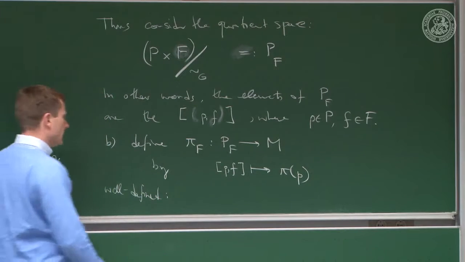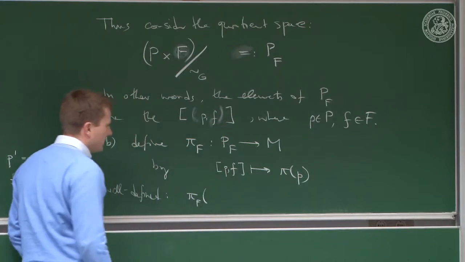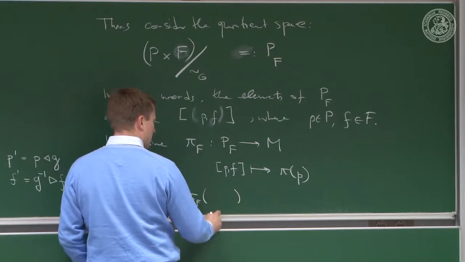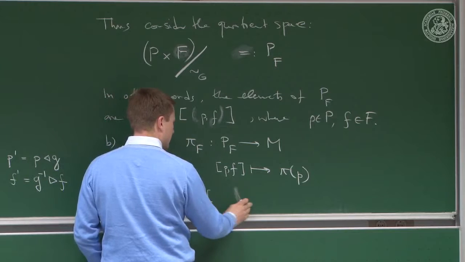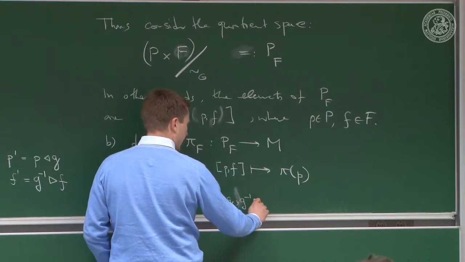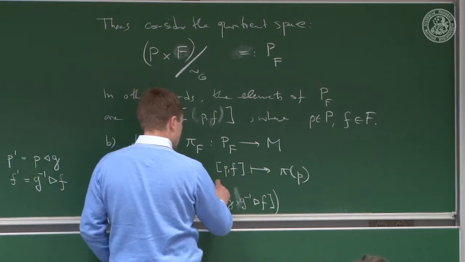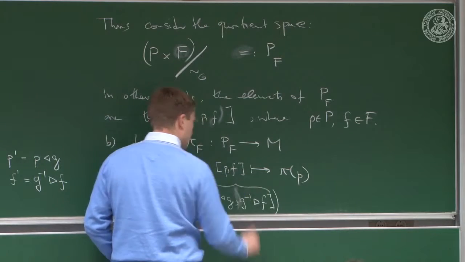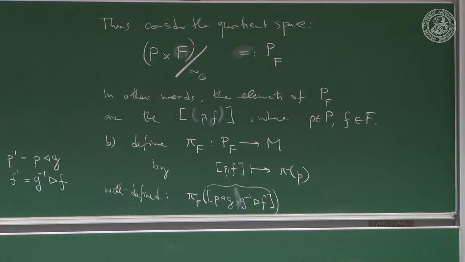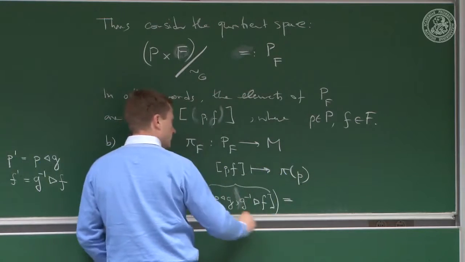So this is well-defined since, okay, what do we need to check? We need to check that if we take any other representative instead of [p, f] and apply the map pi_F to it. So what is any other representative? Any other representative would have the form p acted upon from the right by some g, and g inverse acting from the left on f. This is clearly the same equivalence class as this guy. So I should say this is obviously the same as this by the very definition we made here for the equivalence. Okay, so now I apply the rule nevertheless.